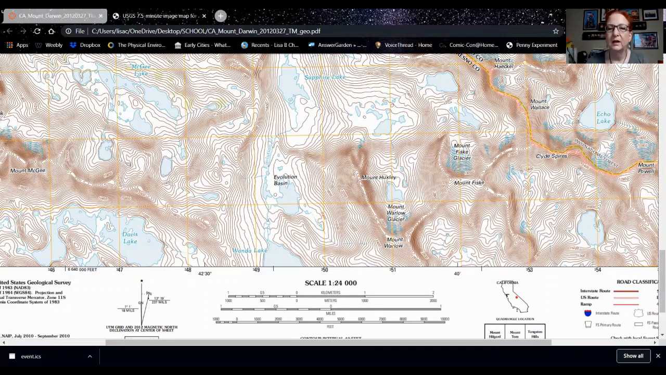Now, notice here how dark it gets when you've got something very close together. That means that there's 40 feet of elevation change every time these lines happen. So you're getting further and further and steeper along here. But look what happens down here in the valley. They're way far apart. That means that this area is not as steep.